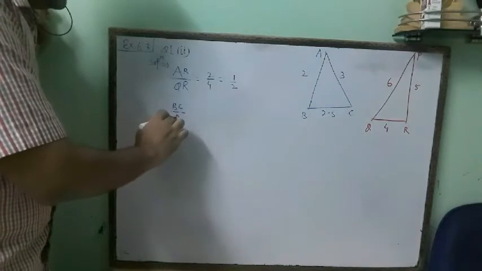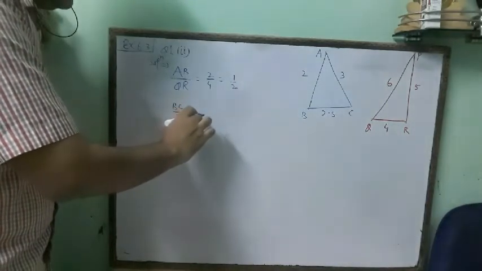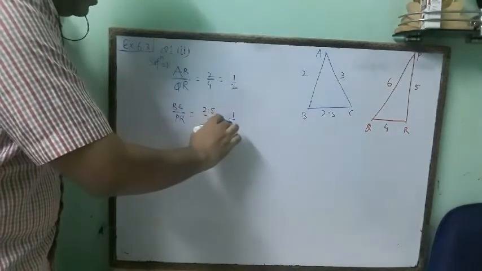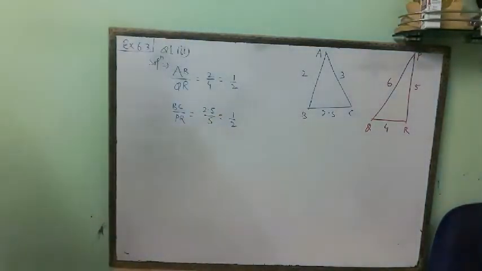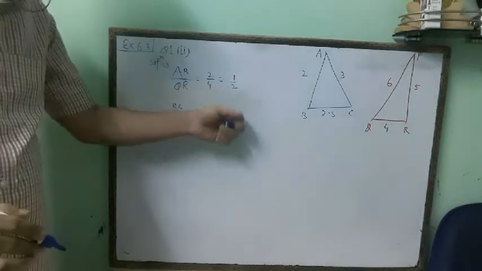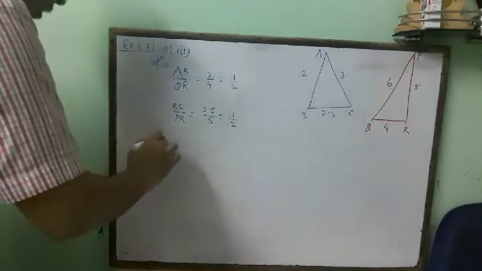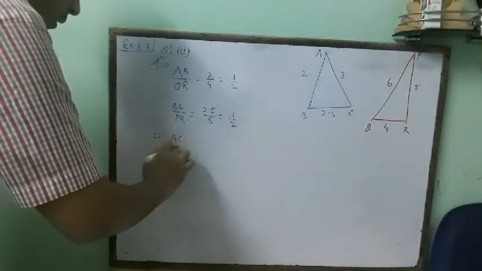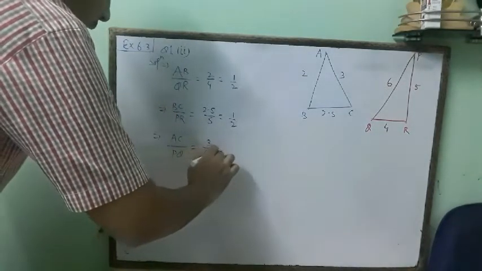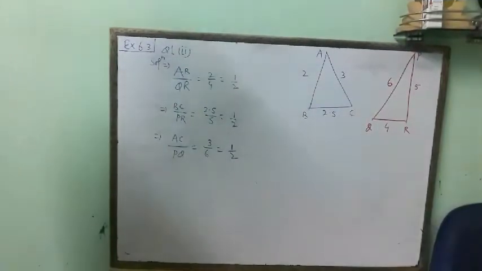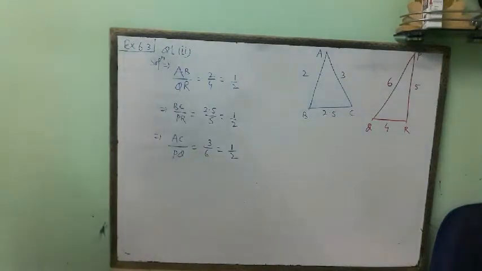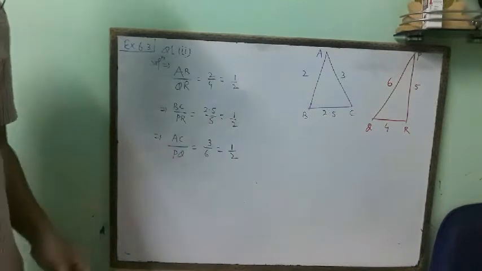PR is equal to 2.5 divided by 5, which is 1 by 2. I have chosen the sides this way so that the ratios will be equal to each other. Again, AC divided by PQ is 3 by 6, that is 1 by 2. See here, AB by QR is equal to 1 by 2, BC by PR is equal to 1 by 2, and AC by PQ is equal to 1 by 2.